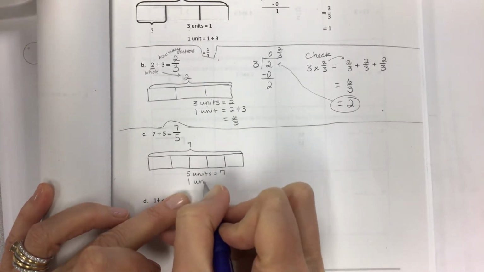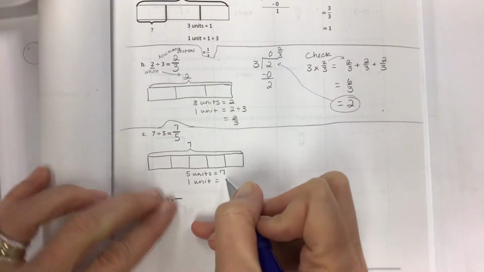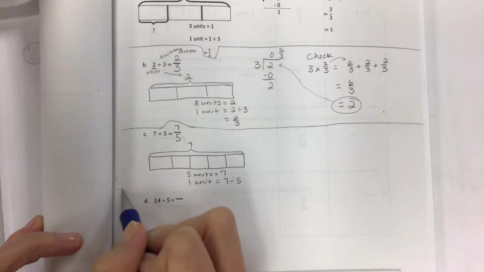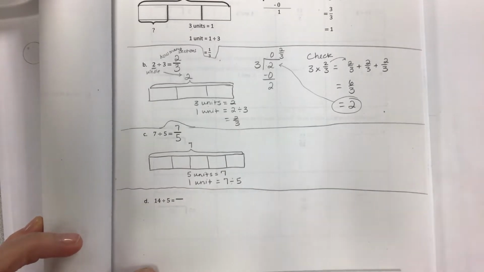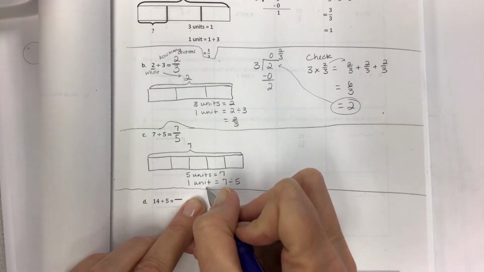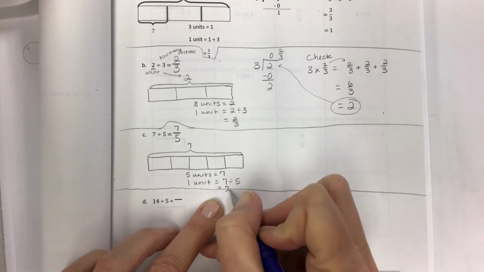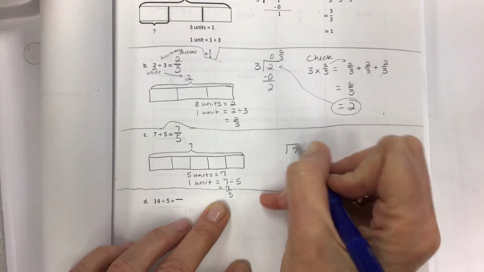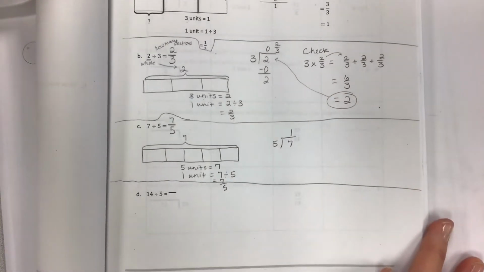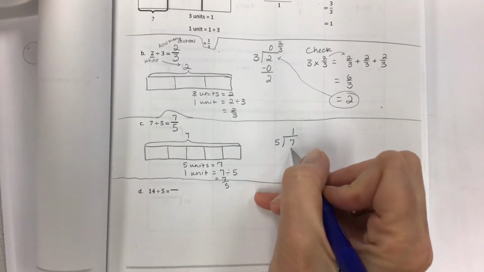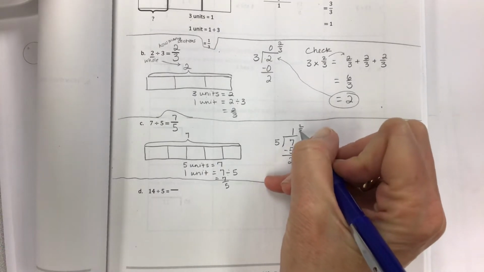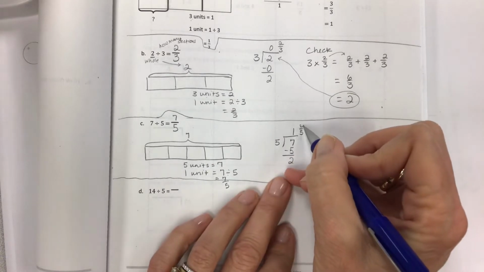But I really want to know what 1 unit equals, and so it's 7 divided by 5. Because I don't want to cramp myself too much, I'm going to have this last part here. 1 unit is equal to 7/5, or 7 divided by 5. Then set up your long division in your standard algorithm. 5 times 1 is 5. Subtract and get 2, and your fractional answer is 2/5.